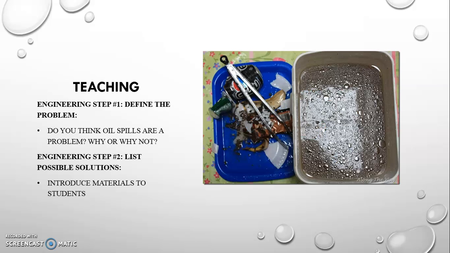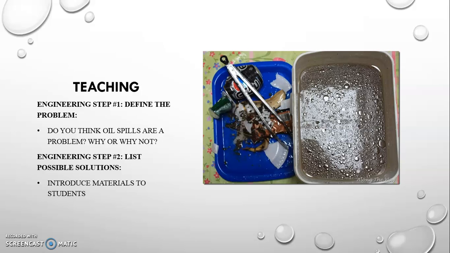The next step in my lesson plans is the teaching step, and this is where we give instruction to the students. This is where the engineering step number 1 would come in to find the problem. I would ask students if they thought that oil spills are a problem, then I would ask them why or why not. This would generate a discussion, and if I know my students as well as I think they do, I do think that they would all find a problem with oil spills because of the damage that it can cause. And I think that would help them to understand why this is a real world problem.